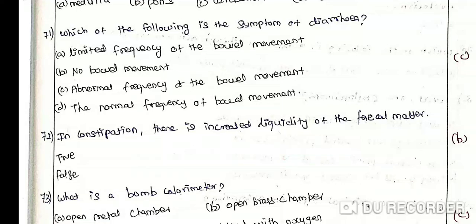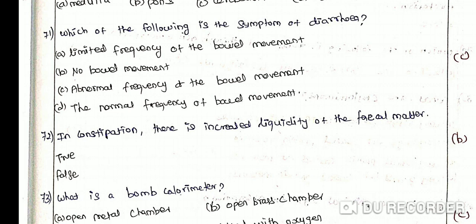Which of the following is the symptom of diarrhea? Option A, limited frequency of the bowel movement. Option B, no bowel movement. Option C, abnormal frequency of the bowel movement. Option D, the normal frequency of bowel movement. The correct answer is option C, abnormal frequency of the bowel movement.